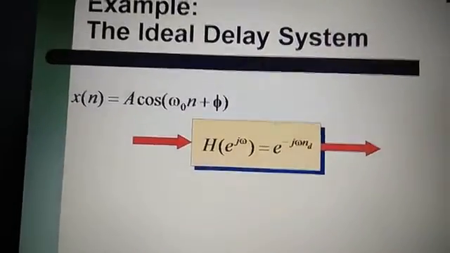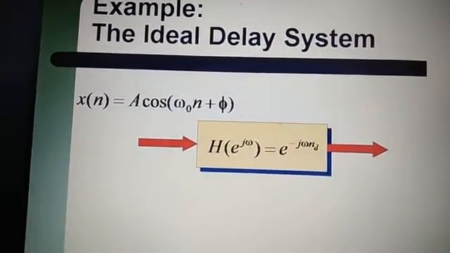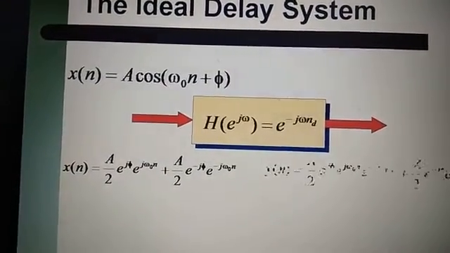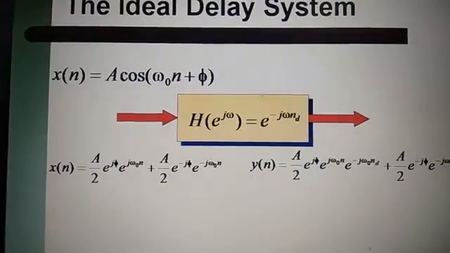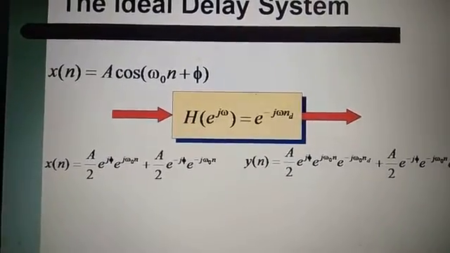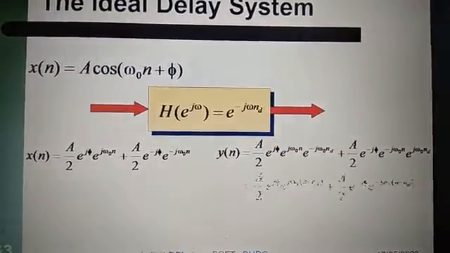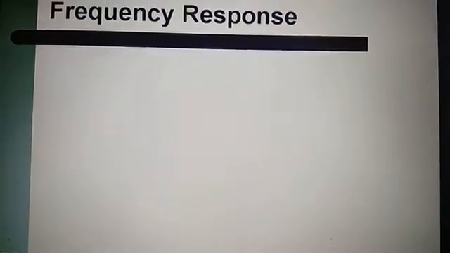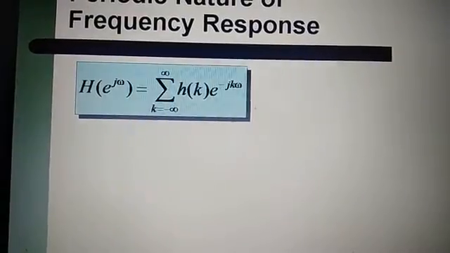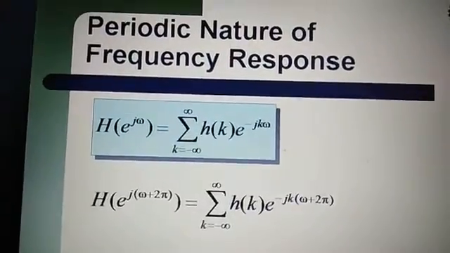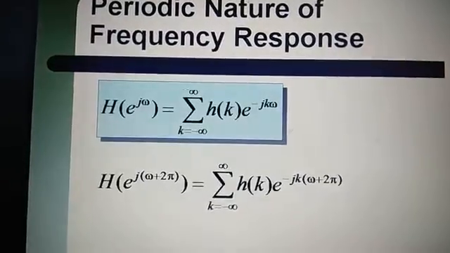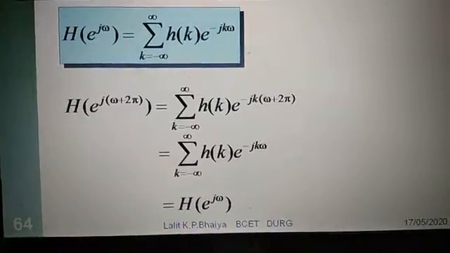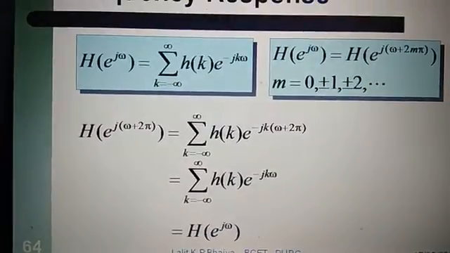x of n is equal to A cos of omega naught n plus phi, for which you can calculate its real and imaginary parts, x of n and y of n, as shown in the figure. And this is the response for H of e to the power j omega plus 2 pi. You can separate it and calculate this response like this.